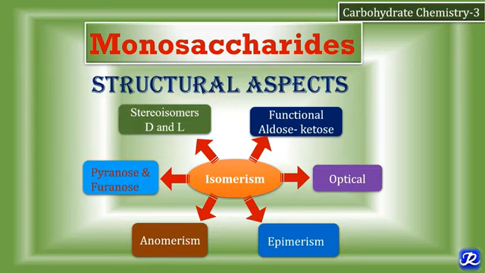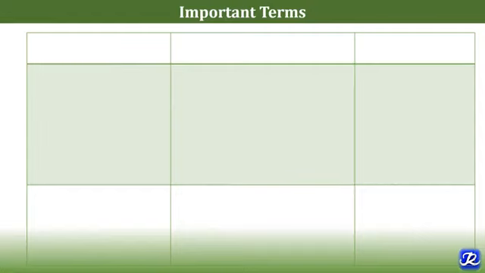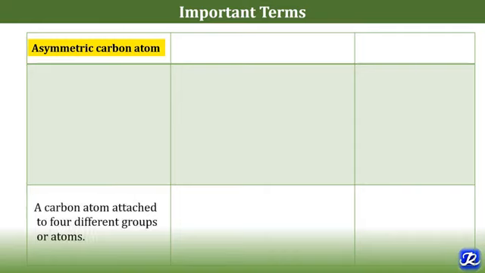Hello everyone. In this third video on carbohydrate chemistry, we are going to learn about structural aspects of monosaccharides and different forms of isomerism. To understand the structural aspects of monosaccharides, we need to understand some important terms like asymmetric carbon atom. It is a carbon atom that is attached to 4 different groups or atoms.